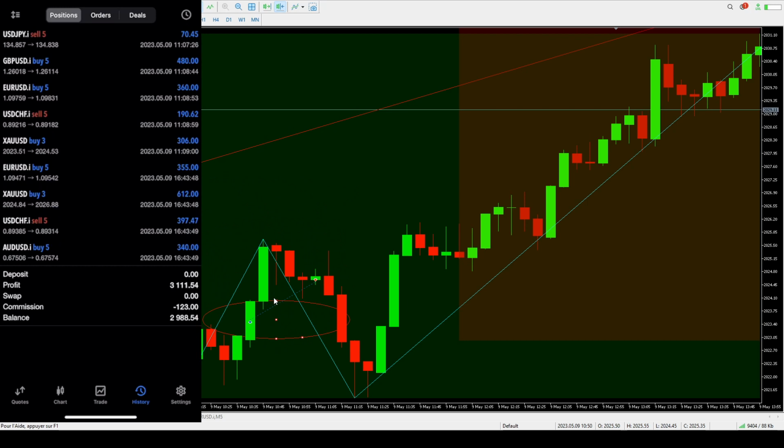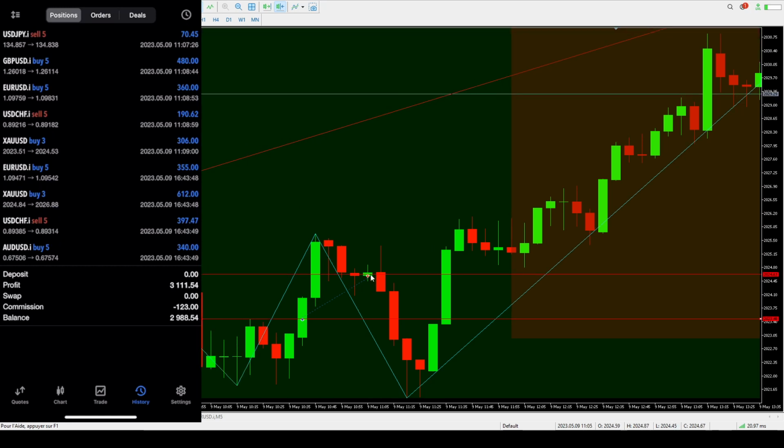It was right here. I hope you can see. I think it will be better with lines. Okay. So I bought the gold at this price here and closed the trade at this price at this time. It was really something very fast because we are in a 5 minutes time frame.